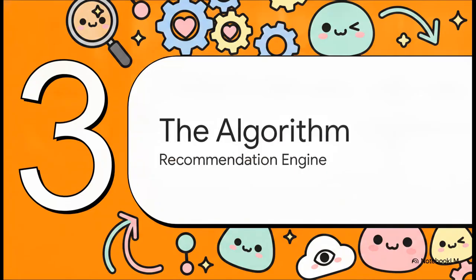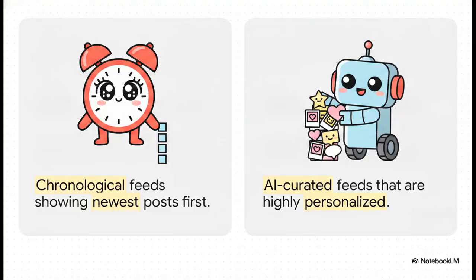Which brings us to section 3, the algorithm knows you. This part is absolutely fascinating. You probably remember when we used to have simple chronological feeds, right? You just saw the newest posts first. Well, today we have AI curated feeds. These are hyper-personalized by advanced artificial intelligence and machine learning. Your feed isn't just a timeline anymore. It is a highly calculated prediction of exactly what will keep your attention.